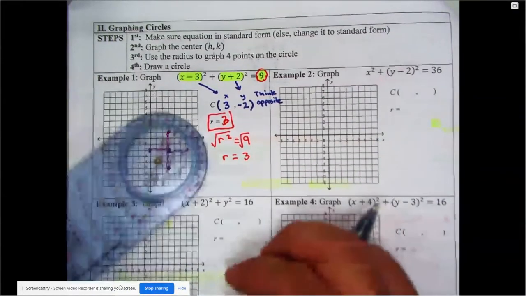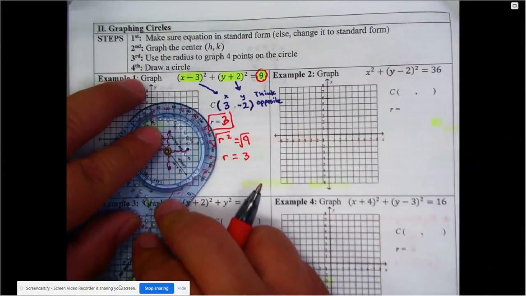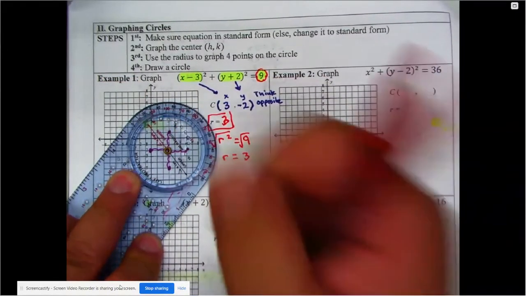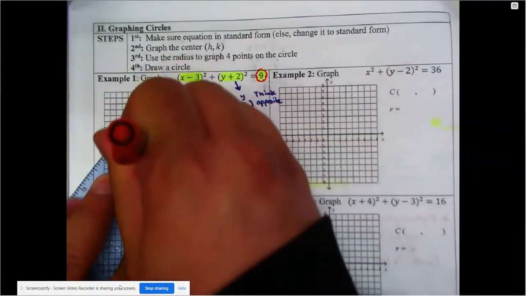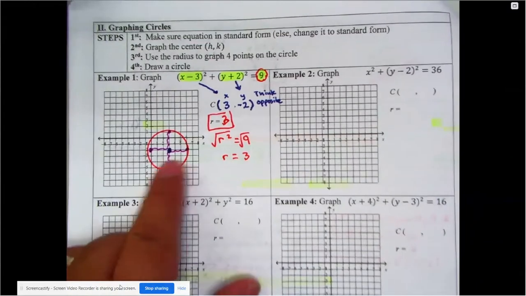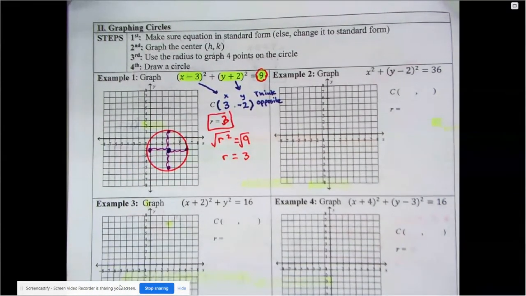So now let me see. I know I have a tool here to help me out. Let's see if I could find one that works. Yeah, that gets close enough. But just like that, here is my circle. And again, I know it wasn't perfect, but close enough. But that's the idea. Just make sure you count the spaces very carefully.